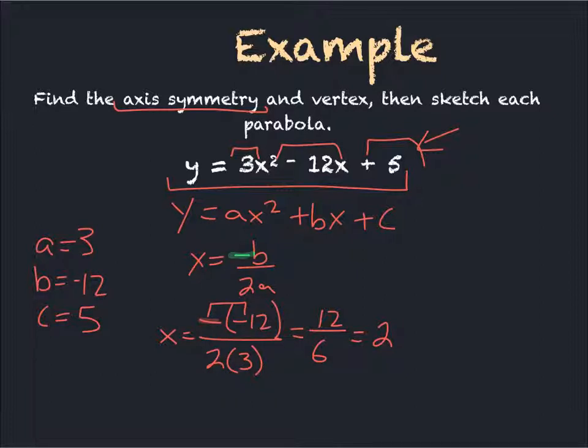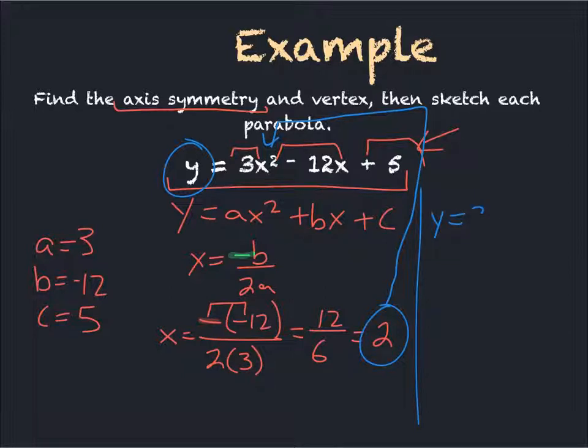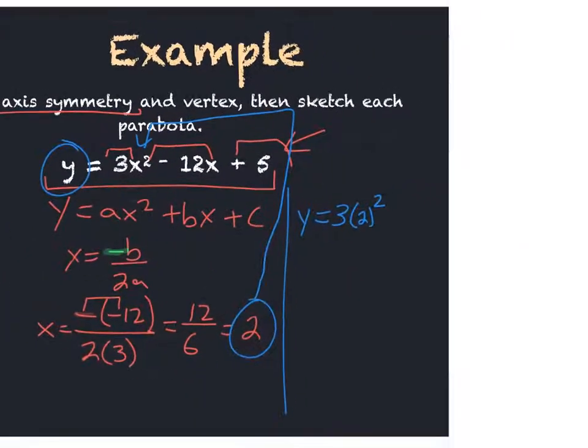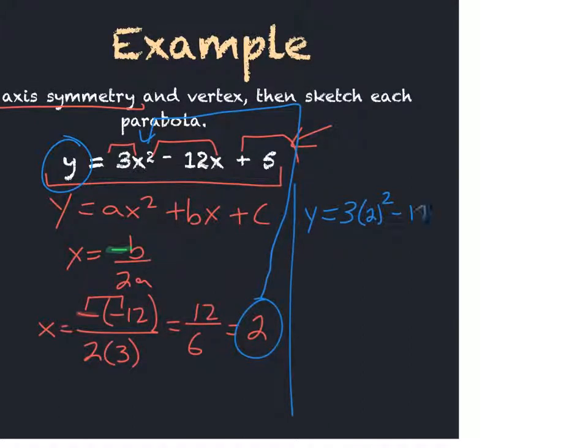So here we go. How do we find the y value of our vertex? Well, if this is the x value of our vertex, and we're looking for the y value of our vertex, all you need to do is go back to your original quadratic equation, and anywhere you see an x, plug in a 2. So this is going to be y equals 3 times 2 squared minus 12 times 2 plus 5. And you can just put all this in your calculator if you want.